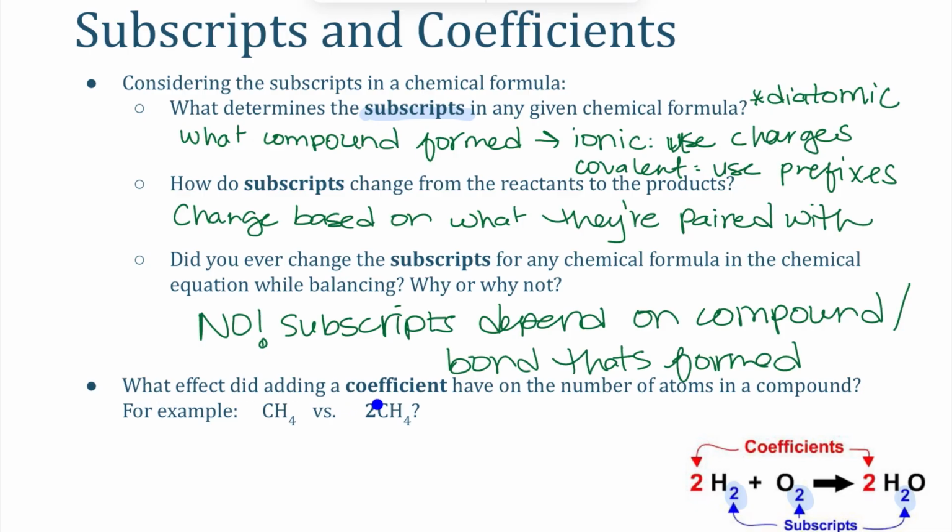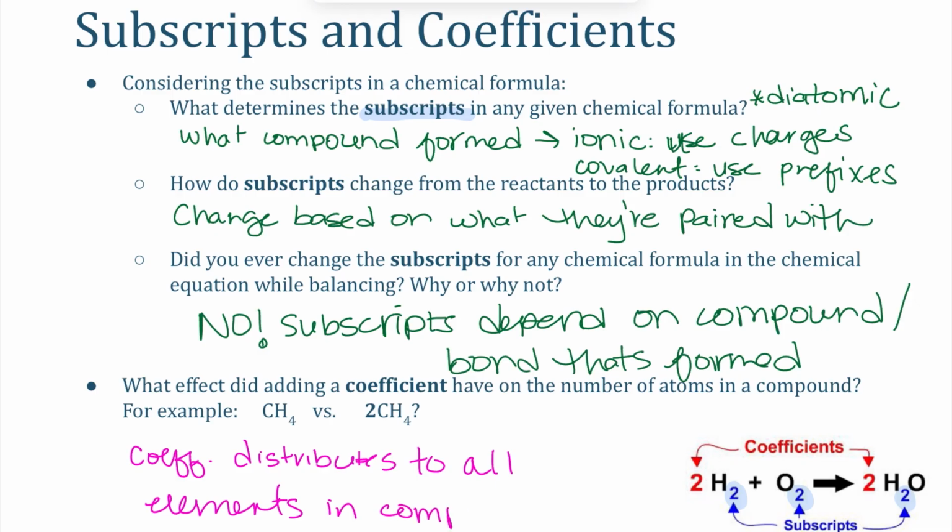What effect did adding a coefficient have on the number of atoms in a compound? If we look at an example, if we have CH4 versus putting a 2 in the front, that coefficient is going to distribute to every element in the compound that follows it. So this 2, we would have 2 times 1, which means I would have 2 carbons, and 2 times 4, 8 hydrogens if I am counting those up.